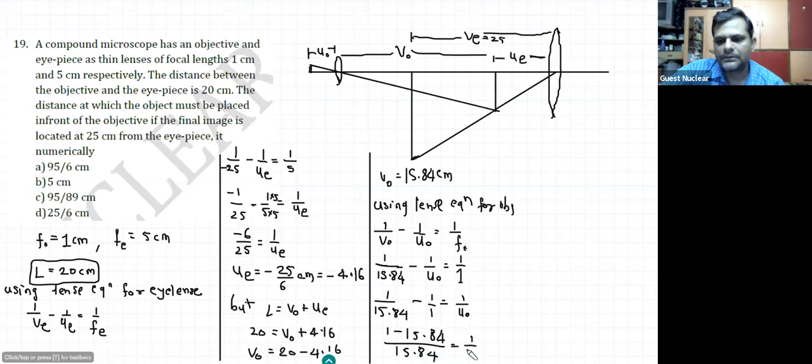That is equal to 1/UO actually, so that we can just get this UO to be the reciprocal of this. तो इसका reciprocal क्या बनेगा? 15.84 ऊपर आ जाएगा और 15.84 minus 1 मतलब ये 14.84 बन जाएगा, and that is also minus.